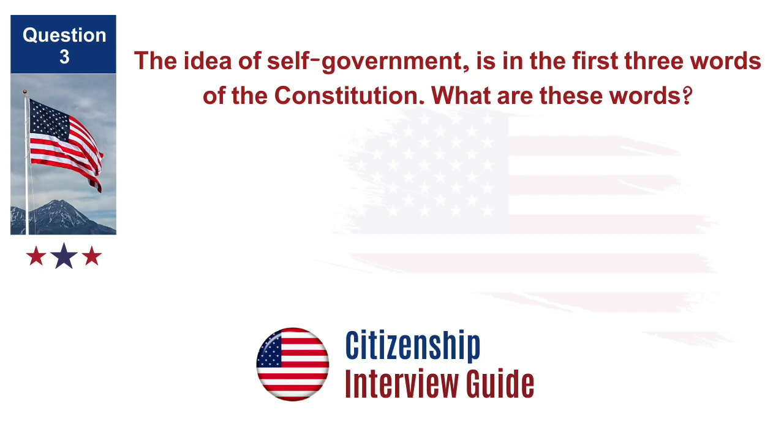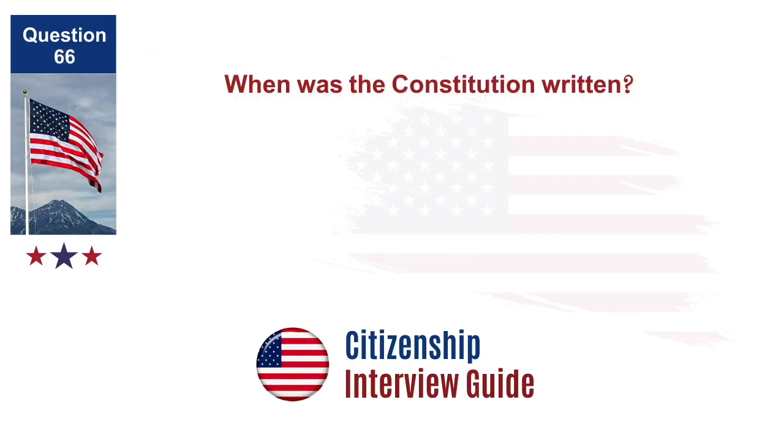The idea of self-government is in the first 3 words of the Constitution. What are these words? We the people. When was the Constitution written? 1787.